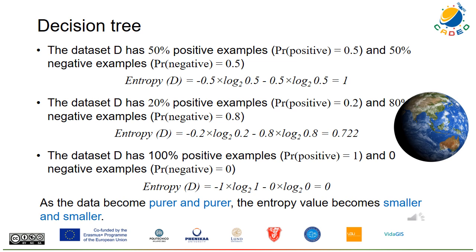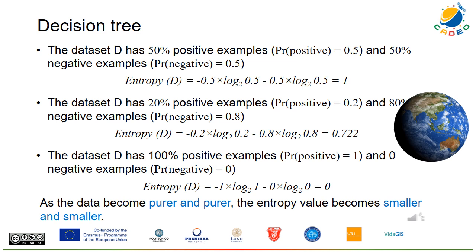Here's another case. Let's say the dataset D has 20% positive examples and 80% negative examples. It means we can get the probability for positive classes equals 0.2 and the probability for negative classes equals 0.8. Based on the formula, we can get the entropy of dataset D equals 0.722.